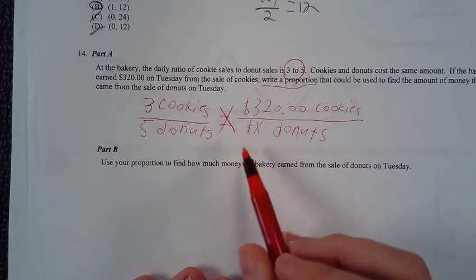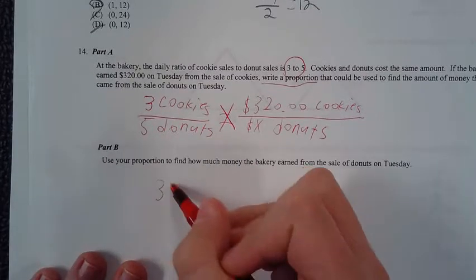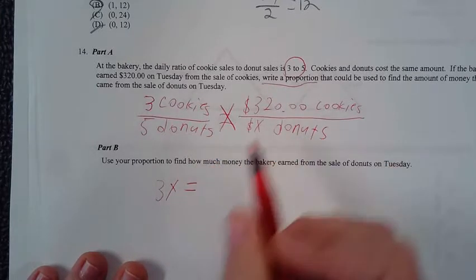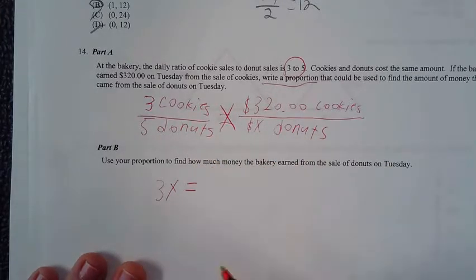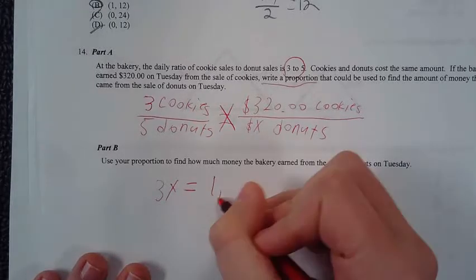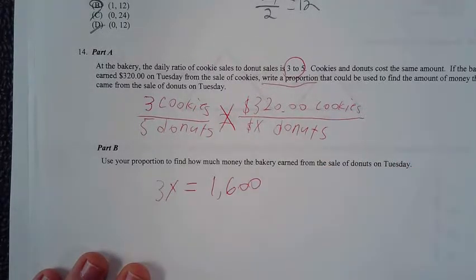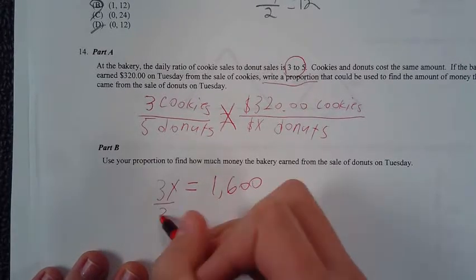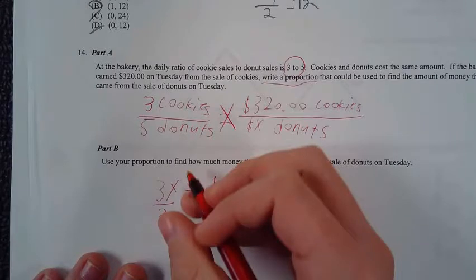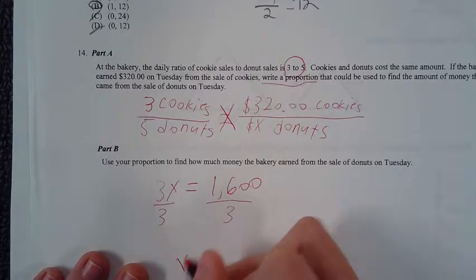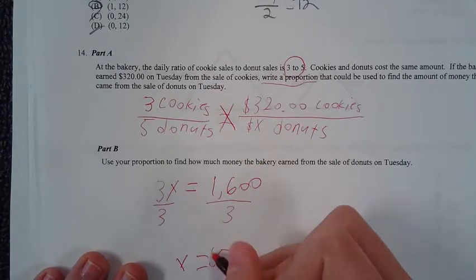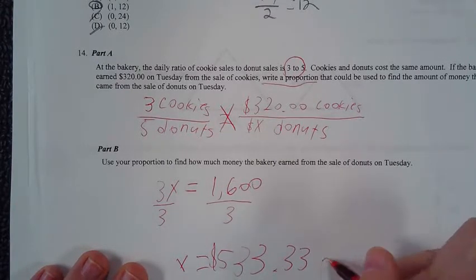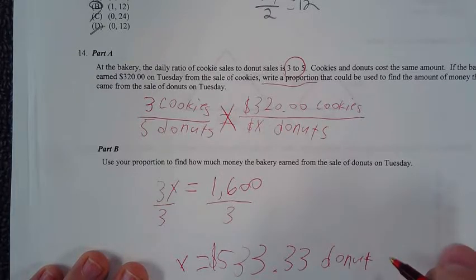3 times x would be 3x, which is equivalent, and 5 times 320 is 1,600. And now that is not in equivalent units, so you have to divide each of these by 3, and x would equal $533.33 donut sales on Tuesday.